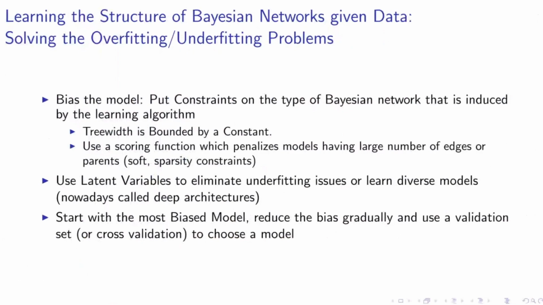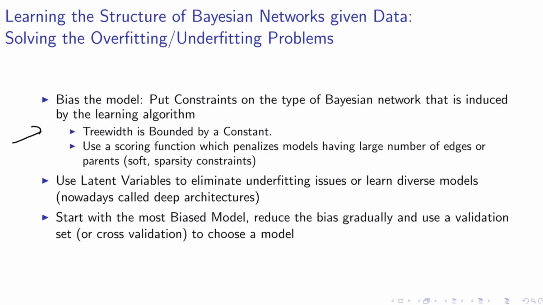Okay. So how do we solve this underfitting and overfitting problem, or achieve this perfect balance between the bias and the variance in the context of structure learning in Bayesian networks? Okay, the idea is actually fairly simple, right? The first thing that we can do is introduce more bias in the model rather than learning a very low bias model that is a complete graph.